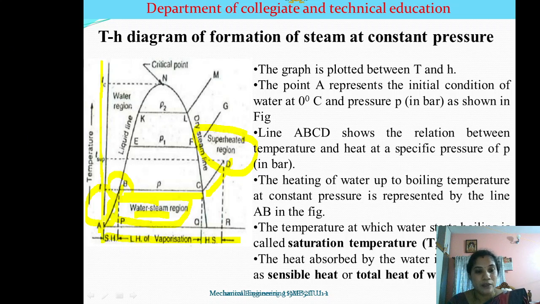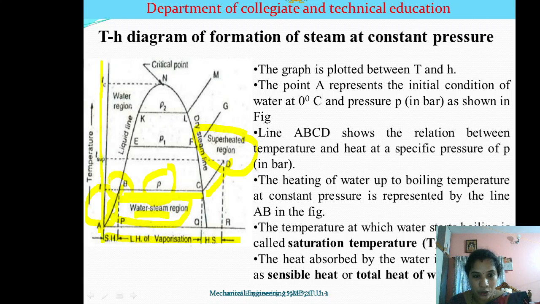This is for a particular pressure, as we carry out the process by keeping the pressure constant. Let us consider the pressure P as 1 bar. For 1 bar pressure, the boiling point or saturation temperature is 100 degrees Celsius. Let us take 1 kg of water at 0 degrees Celsius and start heating till it reaches the saturation temperature, 100 degrees Celsius.